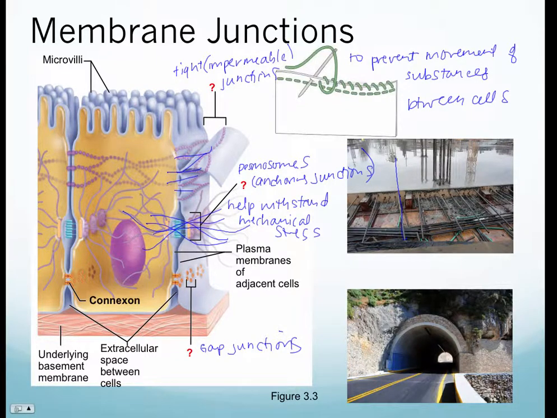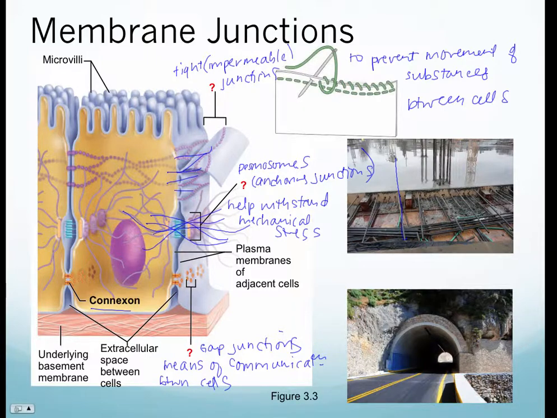And really this is not a structural support as much as it is a means of communication between two different cells. So it's a means of communication between cells. Okay, and so this entire gap is called a gap junction, but it's formed by proteins called connexons.